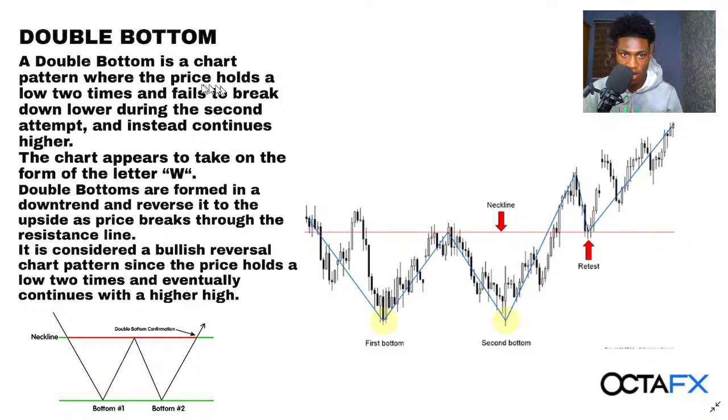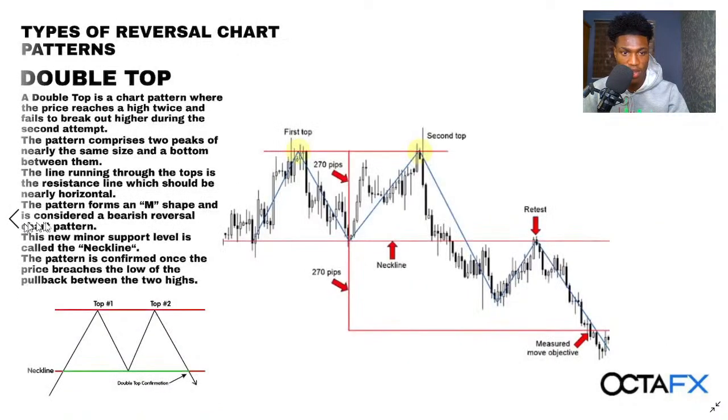So, like I always tell you, the easiest way to understand these chart patterns is to take this definition and apply it, to kind of overlay it on the illustration that you have right here. So double bottom is a chart pattern where the price holds a low 2 times. You have the first low and you have the second low, right? Holds a low 2 times and fails to break down lower during the second attempt. So price failed to break down lower right here, but instead it continued to break out from this resistance level, which is the neckline.